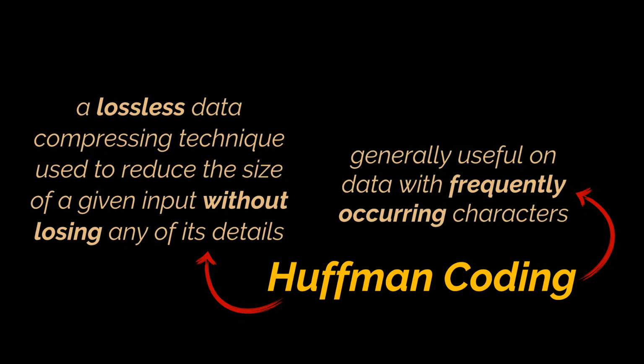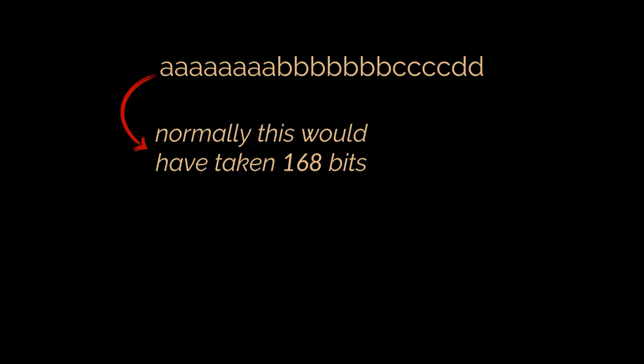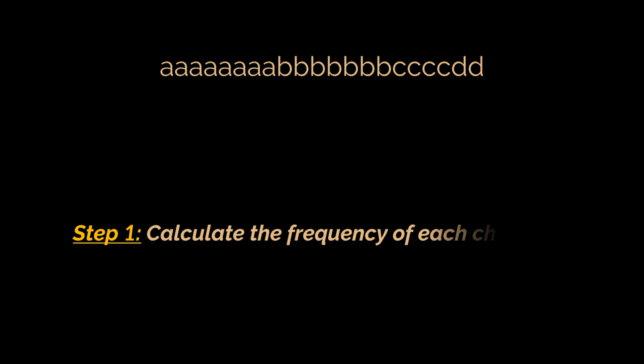Okay, let's see how this algorithm works. Suppose we have a string made of the 21 characters you see in front of you. Each character occupies 8 bits, thus usually a total of 8 times 21 equals 168 bits are required to represent this string. Now, to represent the same string using Huffman, you need to start by calculating the frequency of each character in the given string.